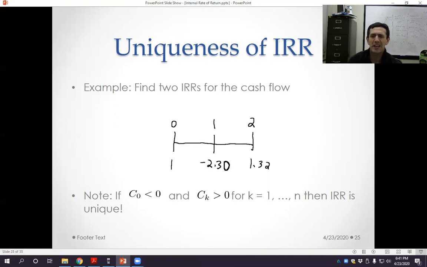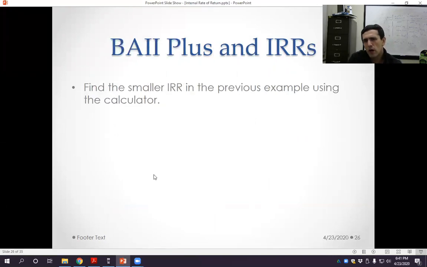But yeah, I think this follows from Descartes' rule of signs. If you look into an accounting book, they'll often have a page on how to show this. The one I have is actually a corporate finance book. But anyway, okay, so right, let's use the BA2 Plus to get the smaller internal rate of return.